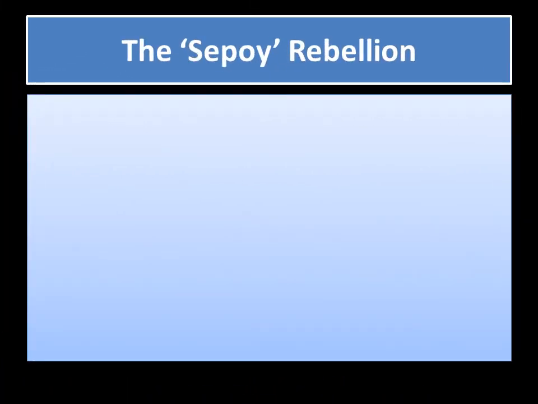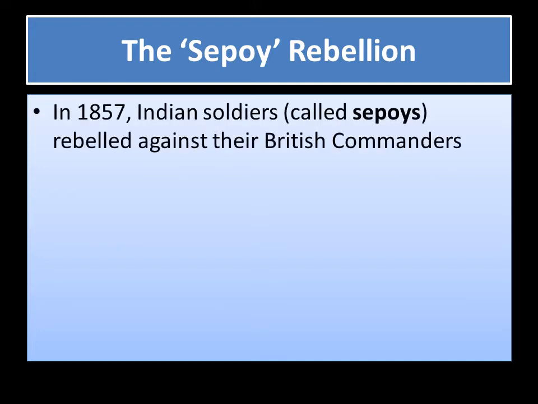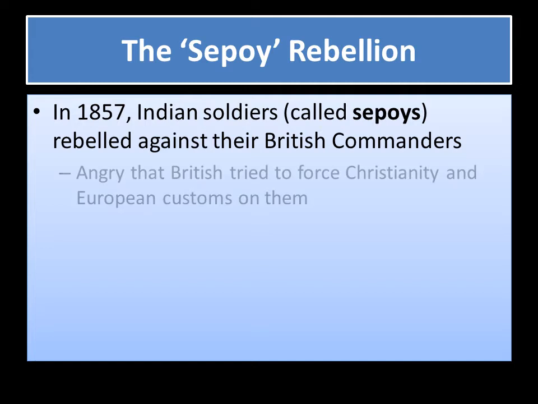The British imperial power in India was tested in 1857 in an event known as the Sepoy Rebellion. So Indian soldiers, who were called sepoys, rebelled against their British commanders. They were angry about a couple things. One was that the British tried to force Christianity and European customs on them. They didn't want to switch their lifestyle.